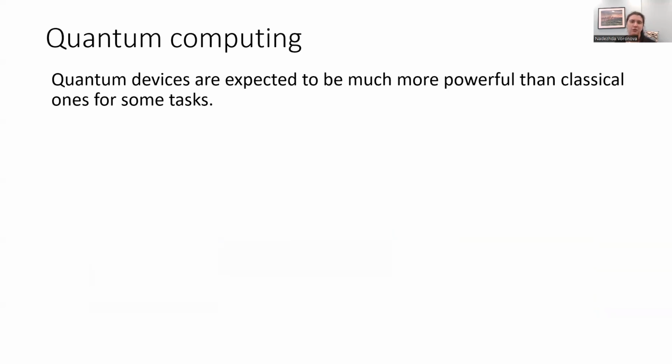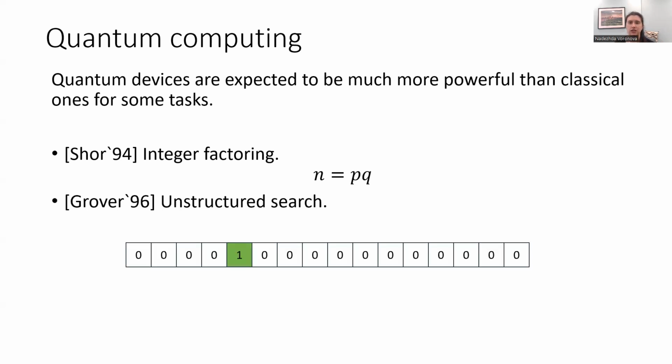This is a talk about quantum computing. Quantum computing is a paradigm of computation that uses the principles of quantum mechanics to process information in ways that are fundamentally different from classical computers. Because of this, we are expecting quantum devices to be much more powerful than classical ones for some tasks. A couple of notable examples of this advantage are Shor's algorithm that solves integer factoring in polynomial time on a quantum device, and Grover's algorithm that allows to do an unstructured search with quadratic speedup using quantum devices.